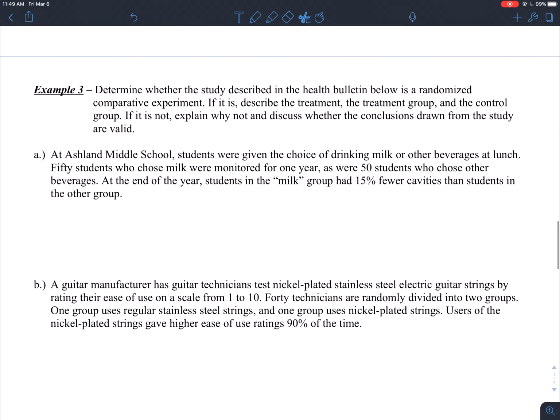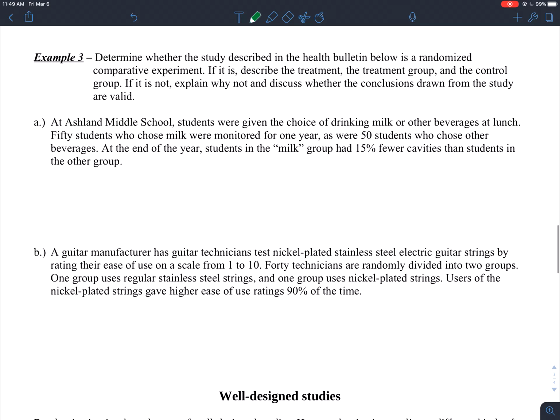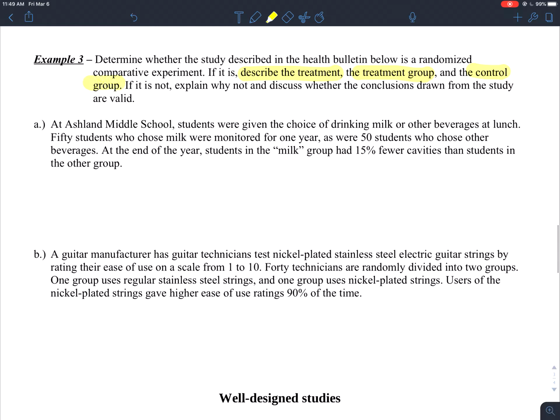All right, so let's look at example 3. Example 3 says, determine whether the study described in the health bulletin below is a randomized comparative experiment. If it's an experiment, then describe the treatment group and control group. If it's not an experiment, explain why not and discuss whether the conclusions drawn from the study are valid. Lots of stuff to do.